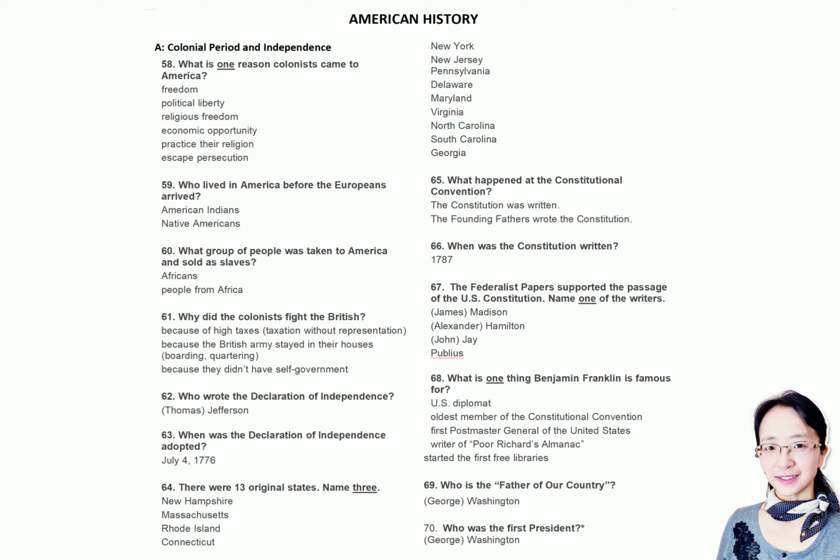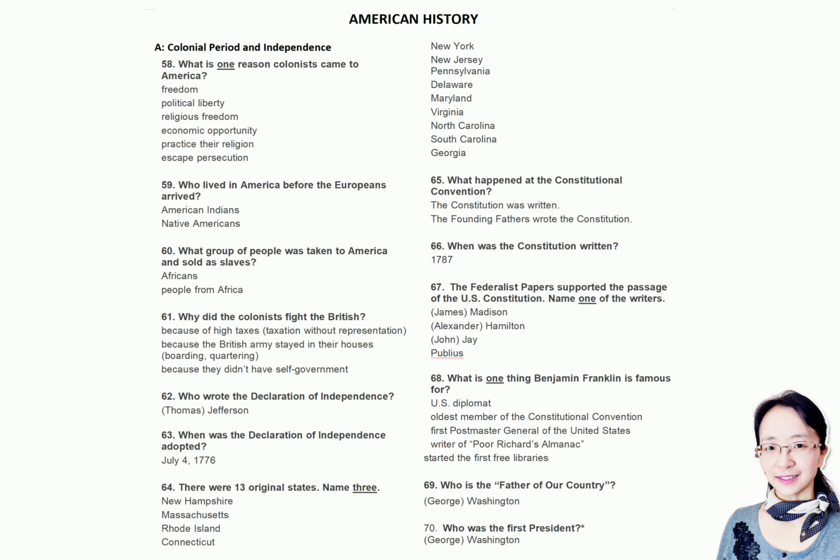New Hampshire, Massachusetts, Rhode Island, Connecticut, New York, New Jersey, Pennsylvania, Delaware, Maryland, Virginia, North Carolina, South Carolina, Georgia. What happened at the Constitutional Convention? The Constitution was written. The Founding Fathers wrote the Constitution. When was the Constitution written? 1787. The Federalist Papers supported the passage of the U.S. Constitution. Name one of the writers. James Madison, Alexander Hamilton, John Jay, Publius.